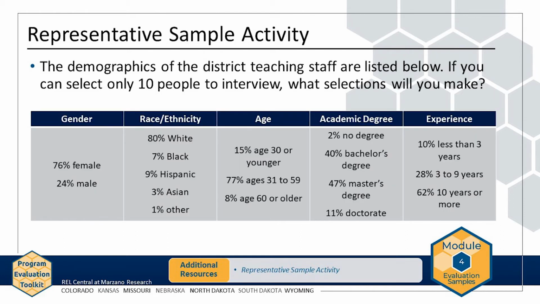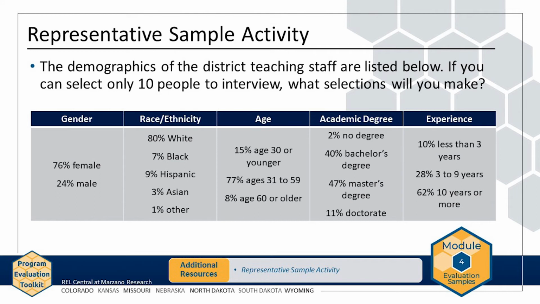Now, it's time to try your hand at selecting a representative sample. The representative sample activity, available on the resources page of the website, includes a list of 20 teachers who volunteered to be interviewed about the usefulness of AMP. Both the activity and this slide include district demographics: gender, race, ethnicity, age, academic degree, and experience.